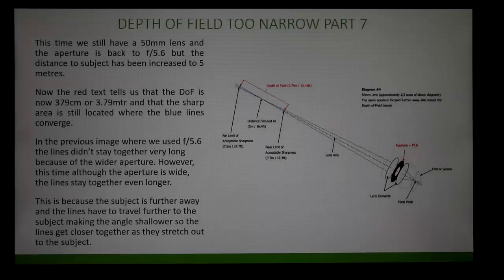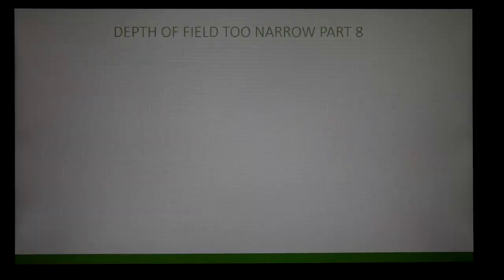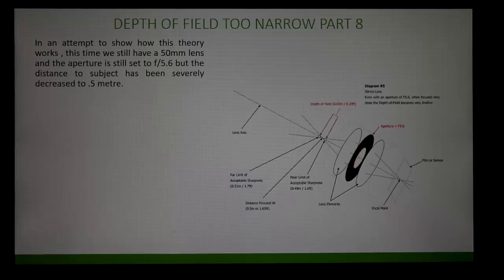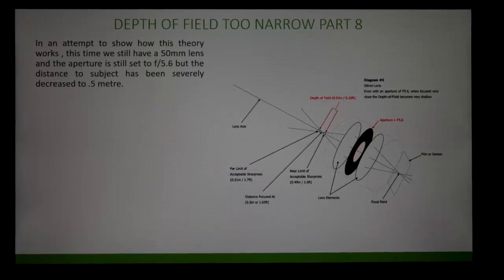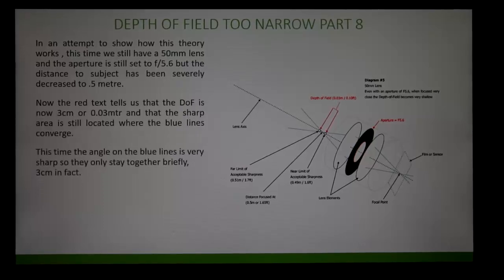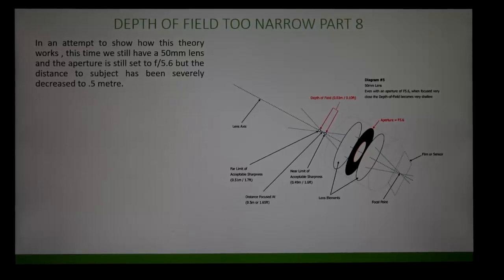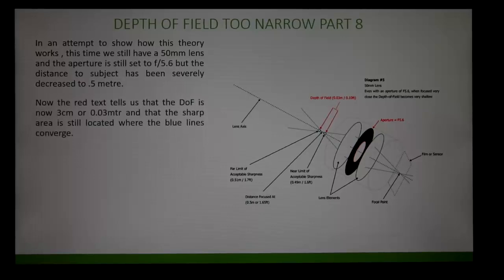Depth of field too narrow, part 8. In an attempt to show how this theory works, this time we still have a 50mm lens and the aperture is still set to f5.6, but the distance to subject has been severely decreased to 0.5 meter. Now the red text tells us that the depth of field is now 3 centimeters or 0.03 of a meter, and that the sharp area is still located where the blue lines converge. This time the angle on the blue lines is very sharp, so they only stay together briefly.